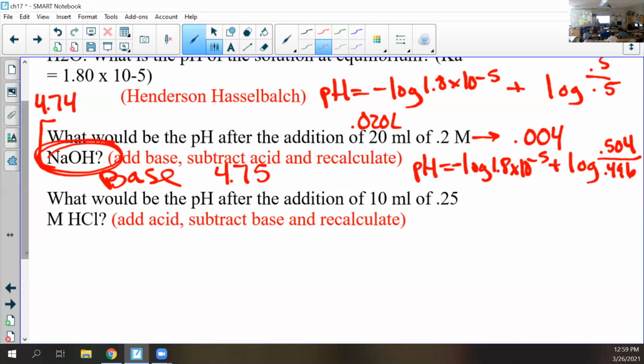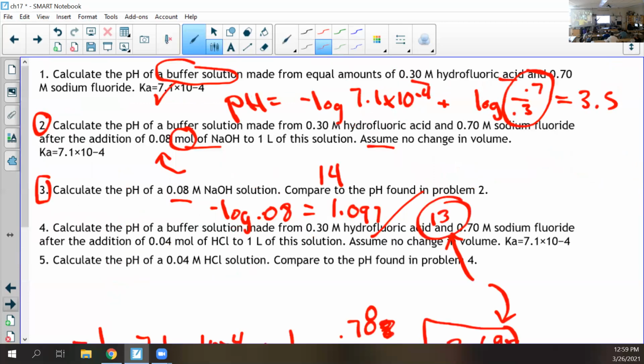Okay. What did we get? 4 point what? Okay, so even though we added fairly concentrated H plus, or hydrochloric acid, the pH didn't change much at all because we have a buffer. Buffers are extremely good at neutralizing things. All right.